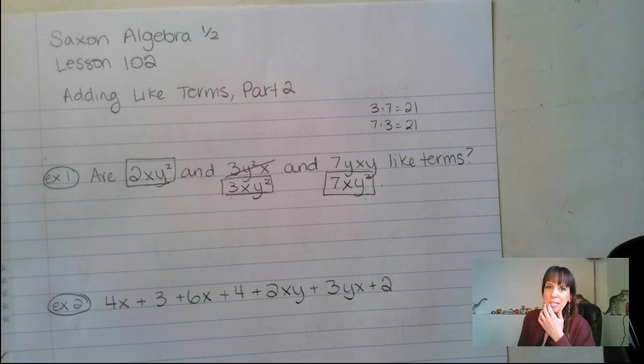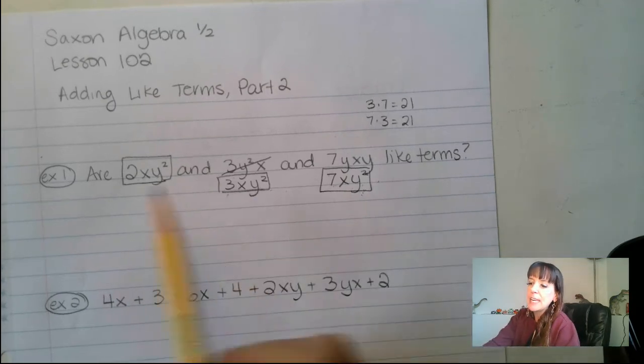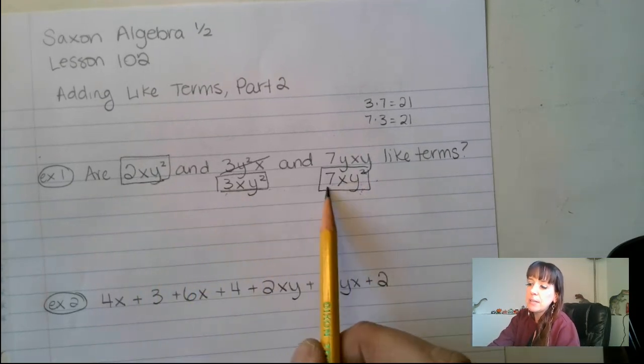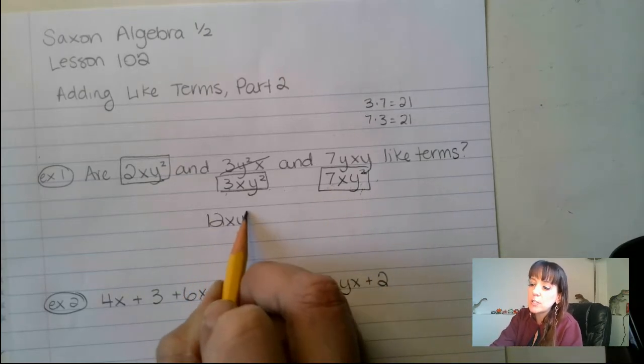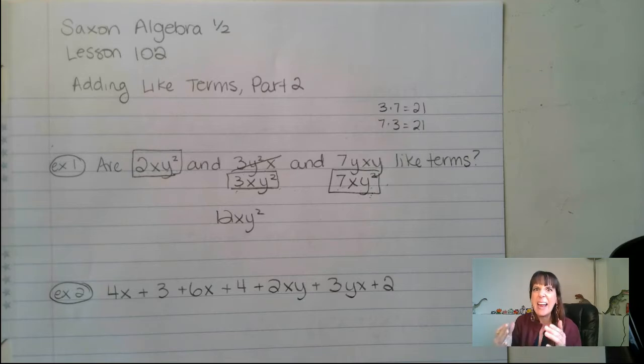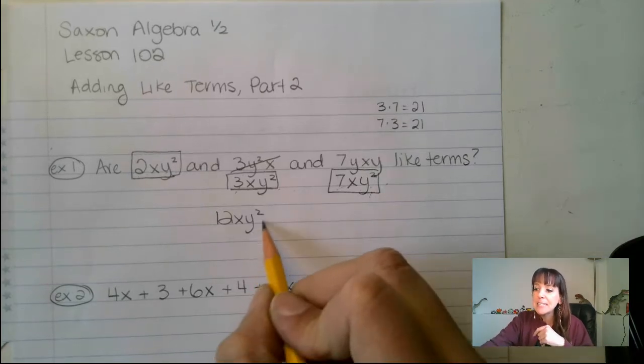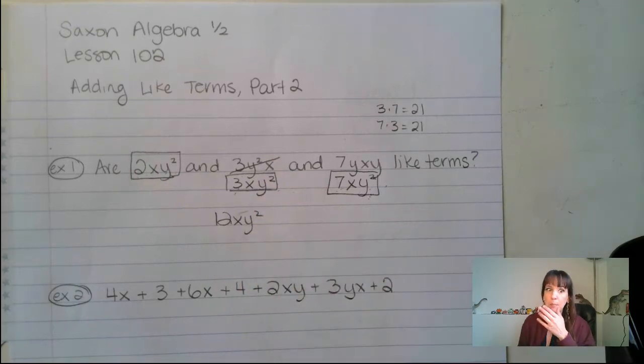Now it doesn't ask you to do this, but if you wanted to combine those, you would get 2 plus 3 plus 7, which would give you 12. So we would have 12xy squared. Nothing happens to our little tag that is attached to those numbers. That stays exactly the same. We only mess with those numbers.